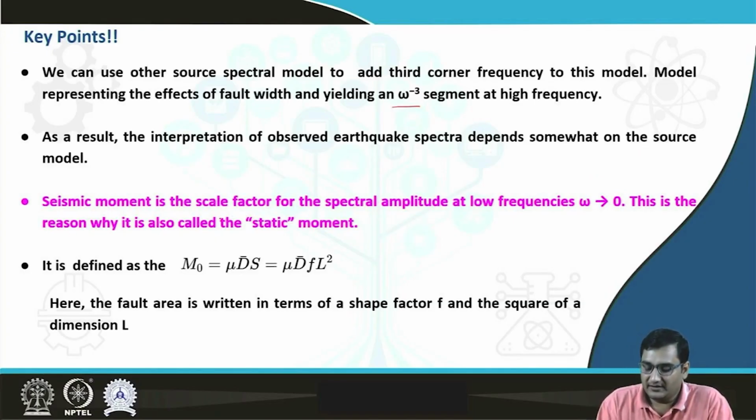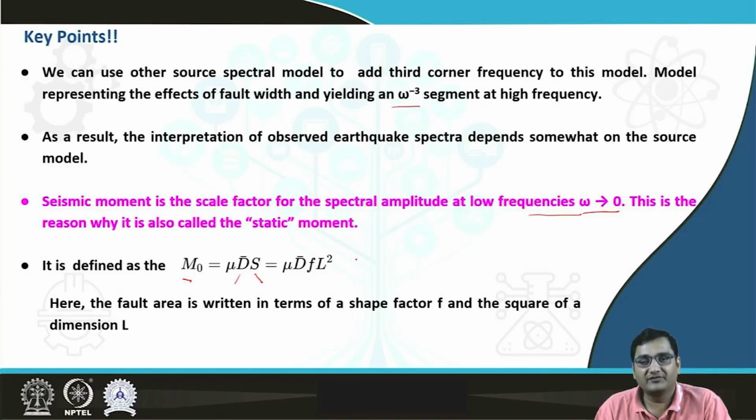Seismic moment is the scale factor for the spectral amplitude at low frequencies, that is omega tending to 0. This is the reason why it is called the static moment. So static moment M naught will be equal to mu d bar S, where d is the slip, S is the area, or you can say the rupture area, and that will further be equal to mu d bar F L square, where F is the shape factor and L square is the square of the dimension.